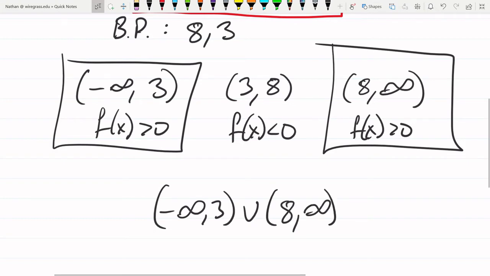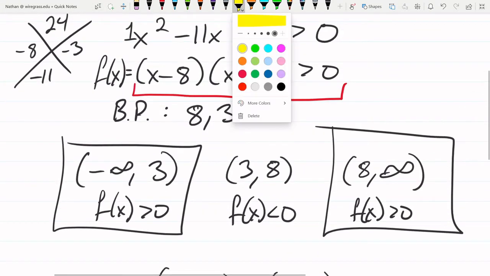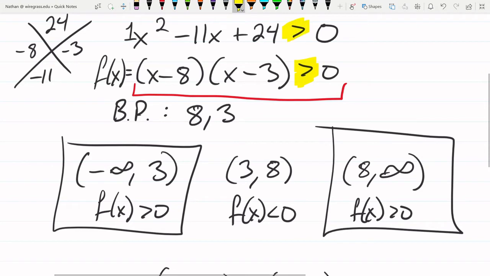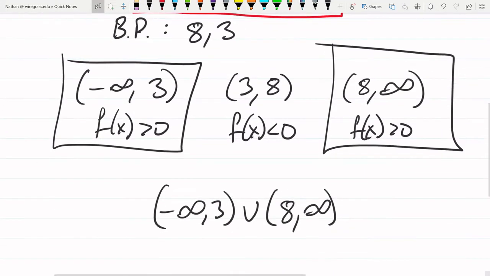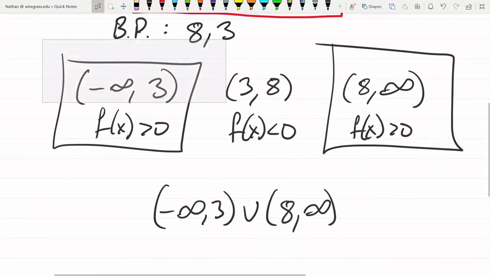Now, you see I'm using parentheses here. That's because we have a strict inequality right here in the yellow. If it were greater than or equal to 0, then we would include the boundary points. Of course, you never include infinity, only real numbers. So that's how you can solve it. You can always find the boundary points to split up the intervals into these three sets here. And then you can just look on a graph, or what I'll show you next is where you test the intervals.